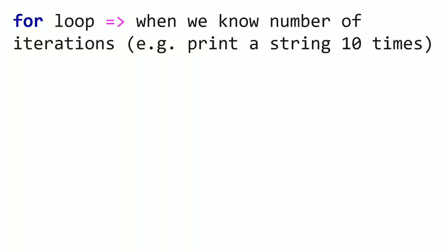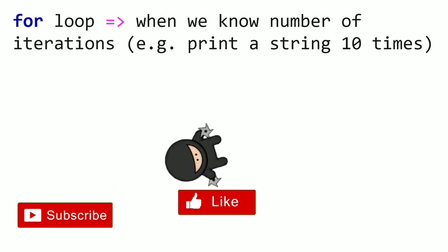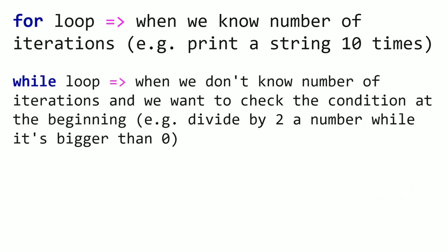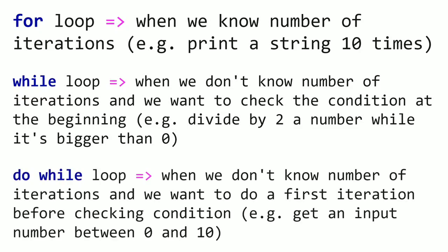And if you don't know the number of repetitions and you want to verify the condition at the beginning, just choose the while loop. For example, you want to divide an integer by 2 until it reaches 0. You just use a while loop because you don't know how many times you will divide and you want to verify if it's not already 0. Third loop, the do while loop. We generally choose it if we want to make the first iteration and then verify the condition, because that iteration will affect whether we continue looping or not.